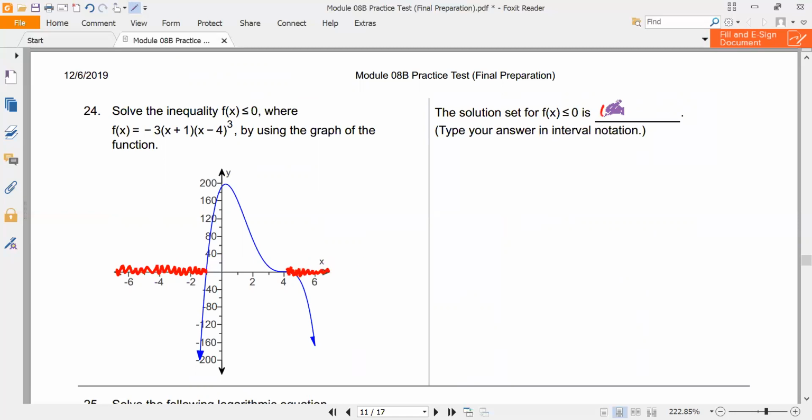So this would be negative infinity to negative 1, and we would include a bracket, sorry, because it did say equal to. If it did not say equal to, we would make it a parentheses. Union with, and this was at 4, I believe. So 4 to infinity.